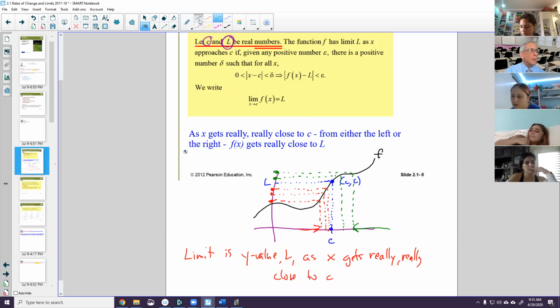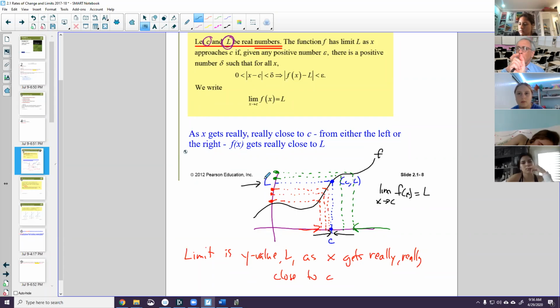So what's happening here is that as my x's get closer and closer to c, I am approaching the limit, and we write it like this: the limit as x approaches c of my function f of x is equal to L. As I'm getting closer and closer to c, my y value is getting closer and closer to L, to the point where I am going to get so close to c that I am only a point away from c, right? And what's the dimension of a point?